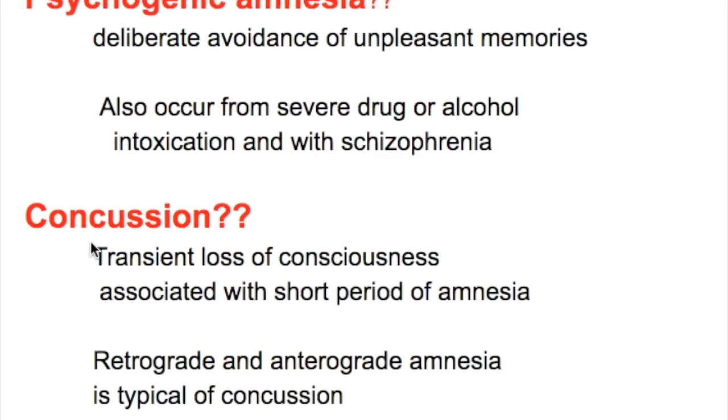What's psychogenic amnesia? Psychogenic amnesia is deliberate avoidance of unpleasant memories, like the death of a loved one. Psychogenic amnesia also occurs from severe drug or alcohol intoxication and with schizophrenia.